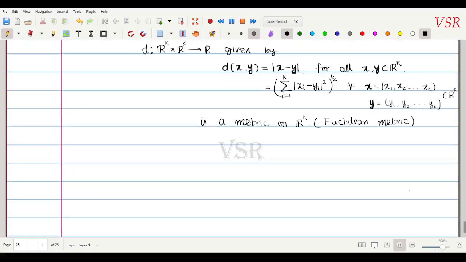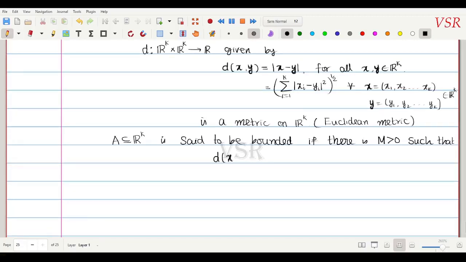Okay, சரி, இப்போ யூசுவலா நம்ம என்ன சொல்லுவோம் அப்படின்னா, a subset A of R power k is said to be bounded if there is M positive such that distance between x comma y is always less than or equal to capital M for all x vector comma y vector belongs to capital A. Okay, for every x comma y belongs to A, இதனுடைய தூரம் M விட கம்மியாக இருந்தால், எந்த ரெண்டு புள்ளி கொடுத்தாலும் அது ரெண்டுக்கும் இடையில உள்ள தூரம் M விட கம்மியாக இருந்தால், then we say that A is bounded.